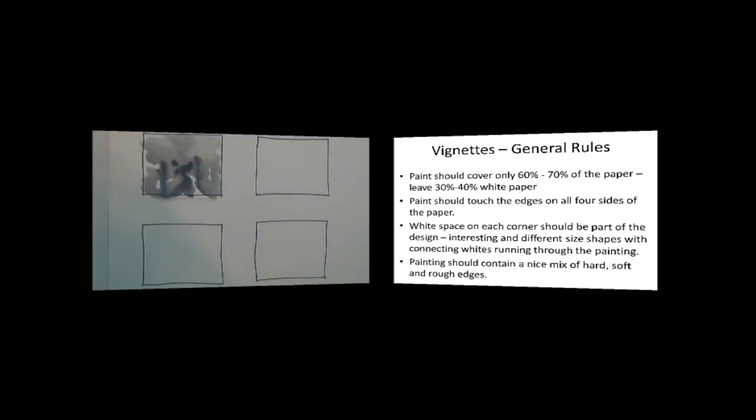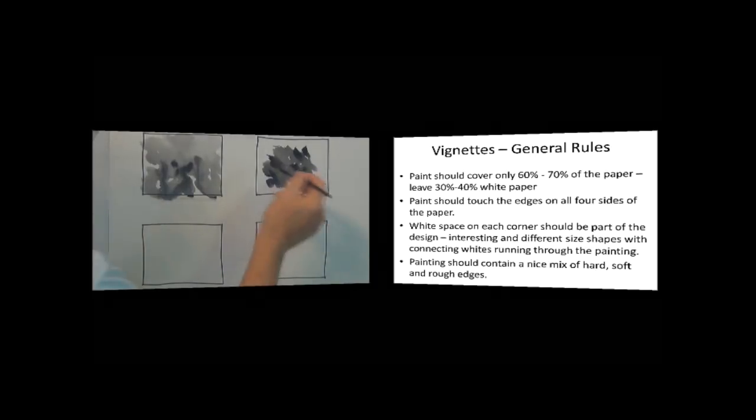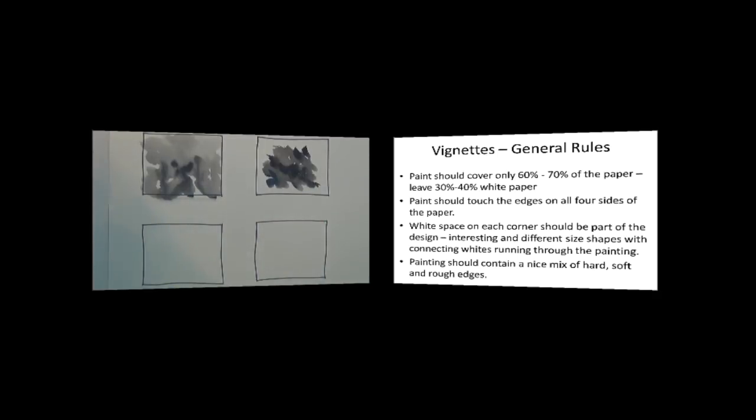If you Google images for vignettes, you'll see some nice little things that look like this, with nice shapes in there, and some nice soft edges and hard edges. They could be interesting shapes, and they may be called a vignette, but the painting doesn't go off the paper on all four edges.